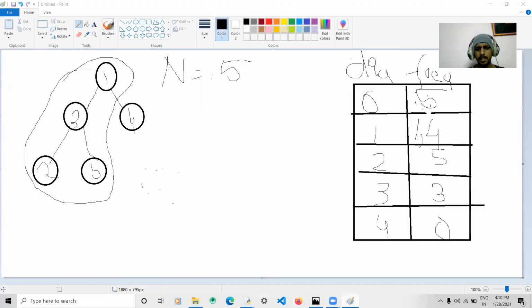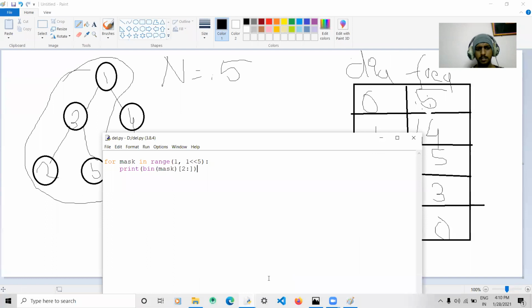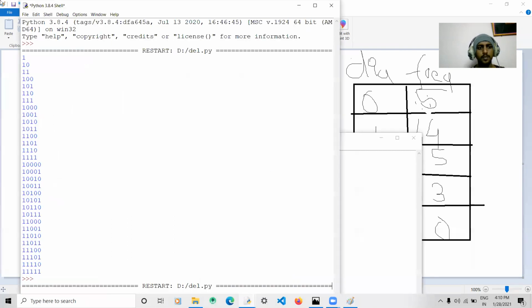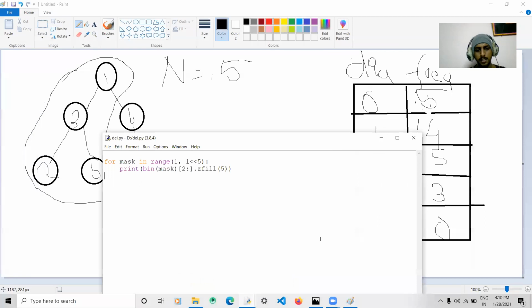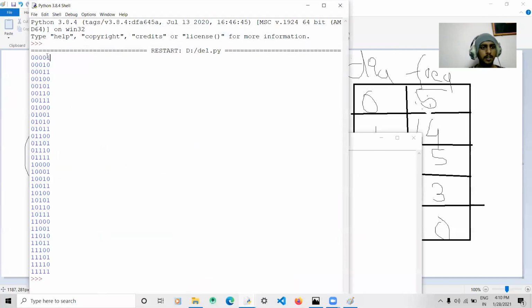So let me show you what's happening. Don't focus on the code. I'm just making it prettier to appear on the screen. Just focus on what's happening. As you can see, this is the binary number of all the numbers. This is 1, this is 2, this is 3. All the ones denote that that number was taken.